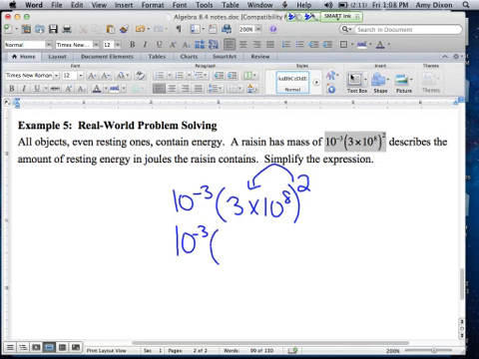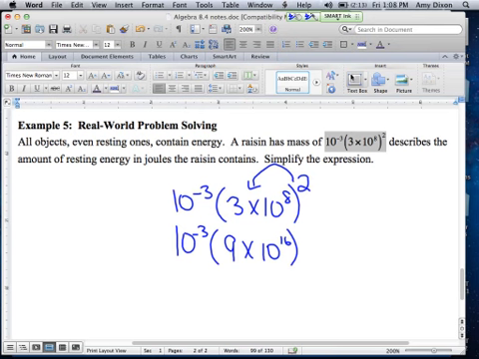So we have 3 squared. What's 3 squared? 9. So we have 9 times 10. What do I do with the 8 and the 2? It's a power to a power. We have 2 levels. We multiply, not add, right? We multiply, so we get 16. All right, we're still multiplying here.